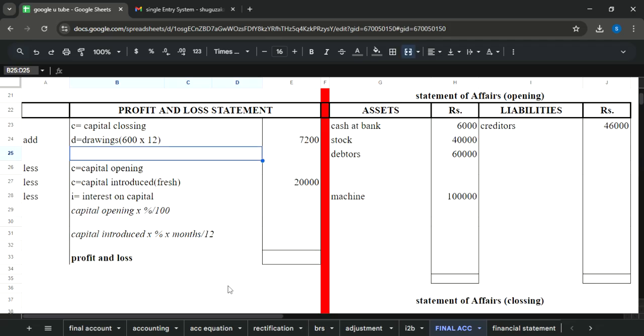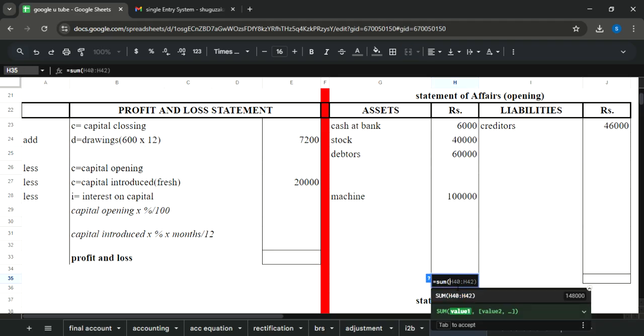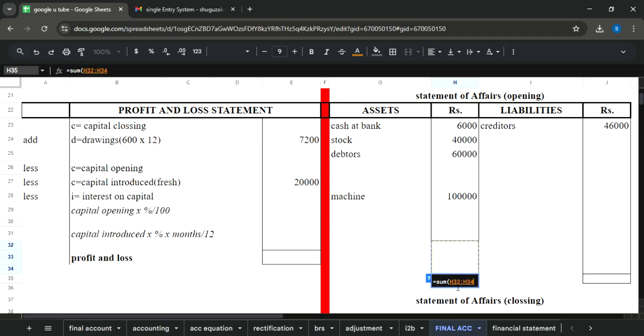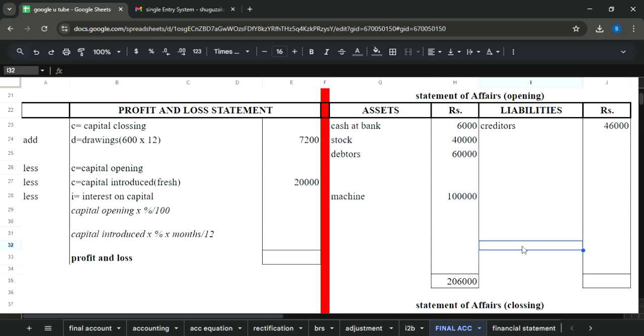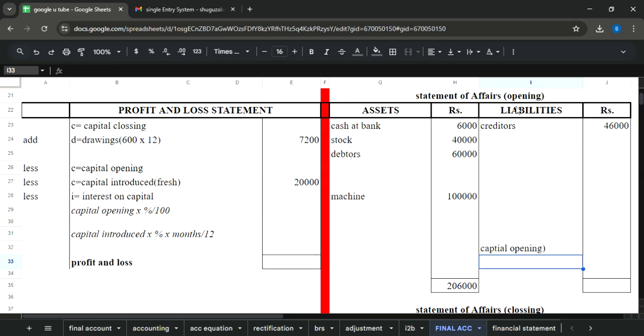So let's begin. First of all, you will sum up all the items present on the asset side. As you can see, there were 4 items, we have taken the sum. There is only one amount, 46,000. So we can easily calculate our balance. The balance would be considered as capital. Which capital? Opening. Why would it be considered opening? Because we have calculations in the opening statement of affairs. So here you will calculate your opening capital. Once again I am telling you, how would you calculate?